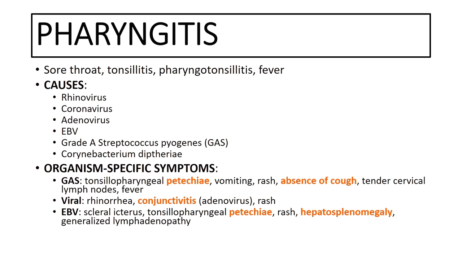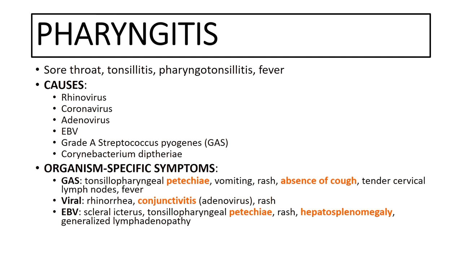And once you have those four, you can do one of the modifiers. This is the modified CENTOR score, and you add in the age. 3 to 14 years, you give a point. 15 to 44, you give 0 points. And 45 and above, you give -1 point, so you take off from the initial ones you counted. Once you have these points, this allows you to do your diagnosis. For score 0, there's no further testing, no antibiotics. They don't have group A strep.